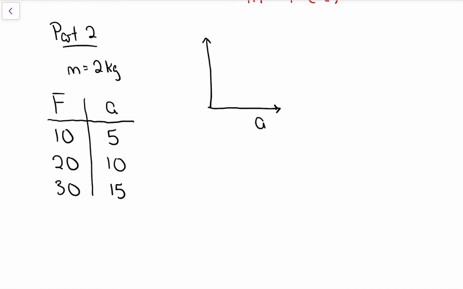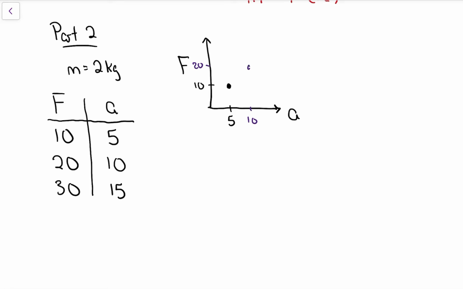Specifically, put a on the x-axis and put force on the y-axis. So using my data points, one of my points was a force of 10 with an acceleration of 5. So that means go over 5, up 10. So there's a data point. My other point was a force of 20 with an acceleration of 10. So go over 10, up 20.